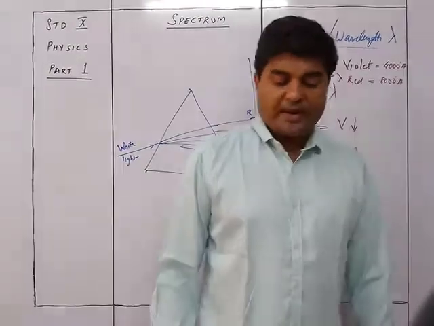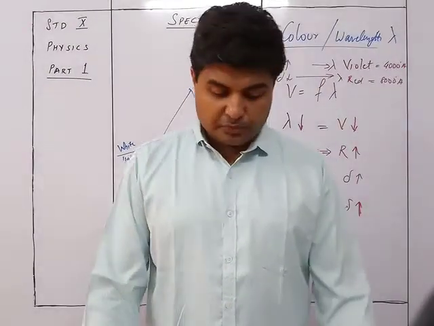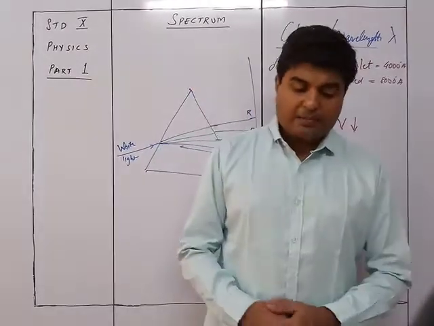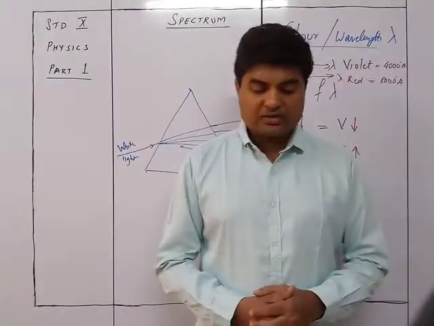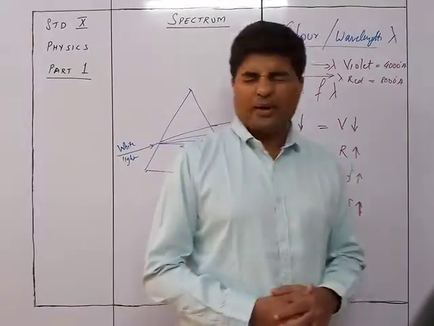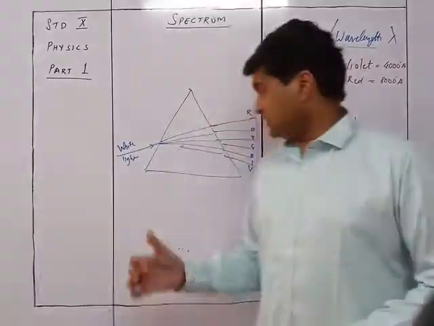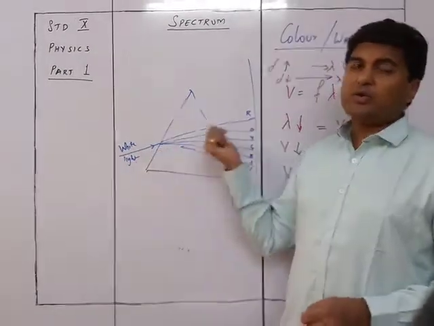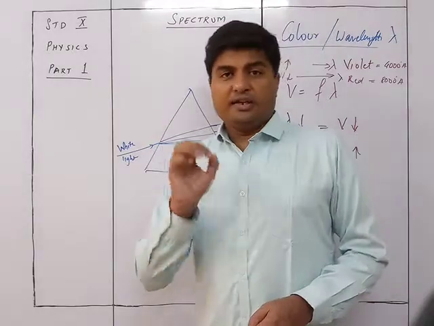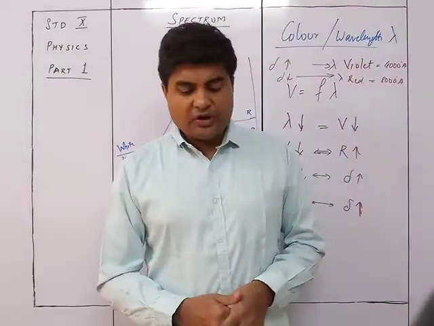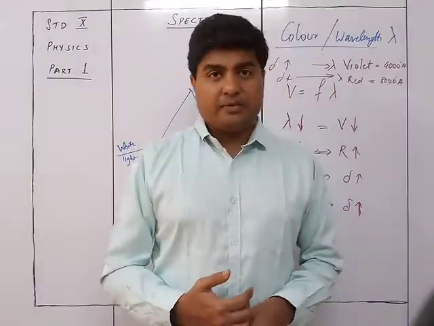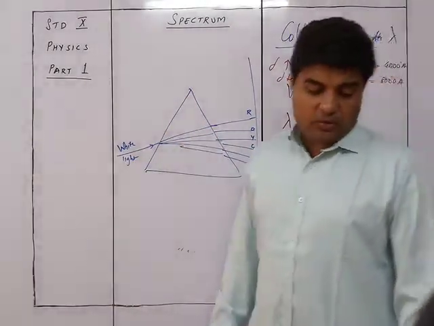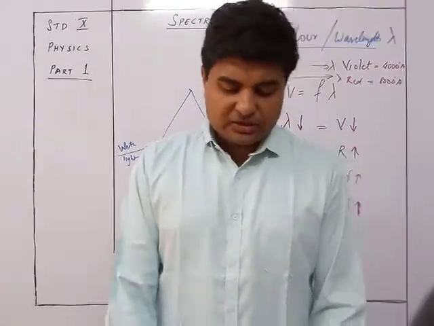Now, dispersion. So we have the definition of dispersion. The phenomenon of splitting of white light by a prism into its constituent colors is known as dispersion. So what is dispersion? This particular phenomenon of splitting the white light into its constituent colors is called dispersion.